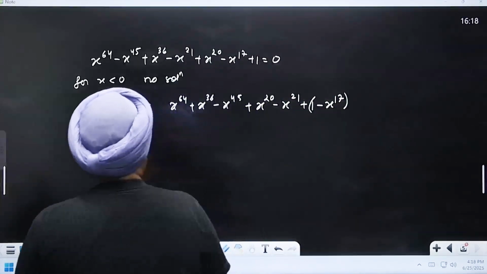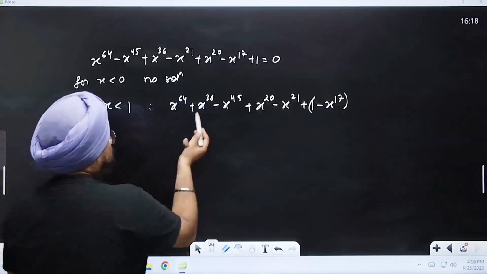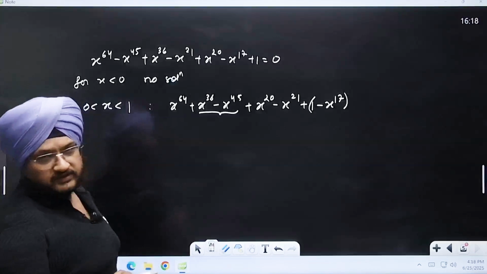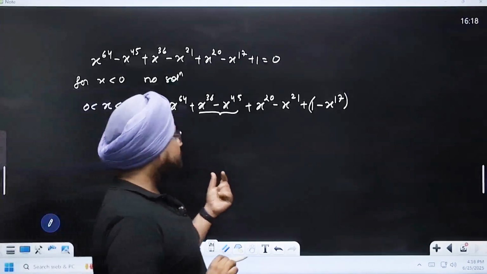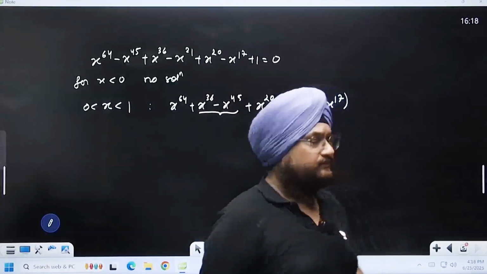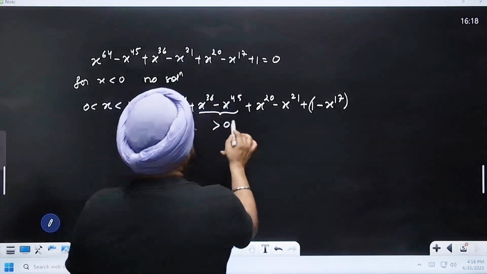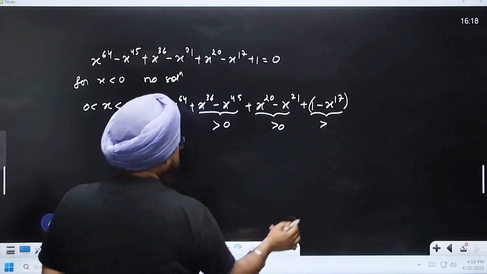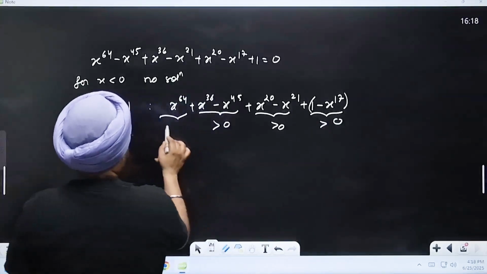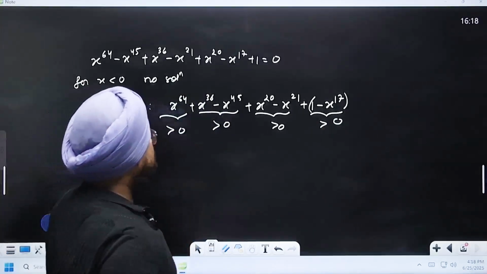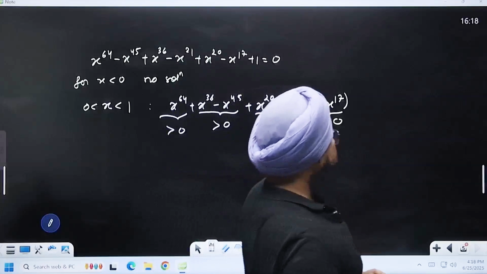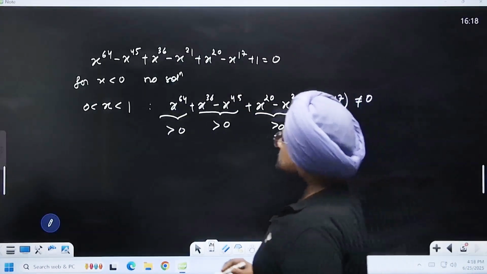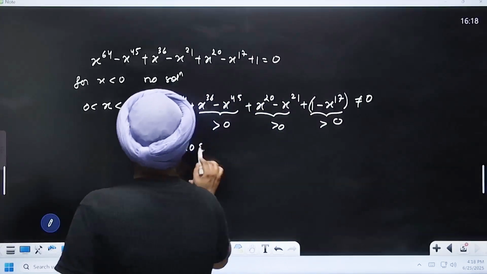As we know that x is from 0 to 1, so x power 36 will be greater than x power 45. As the magnitude is less than 1, higher the power, lower the value. So this will be greater than 0, this will be greater than 0, this will be greater than 0, and this is greater than 0 as x is greater than 0. So all the numbers are positive. So this cannot be equal to 0. No solution.